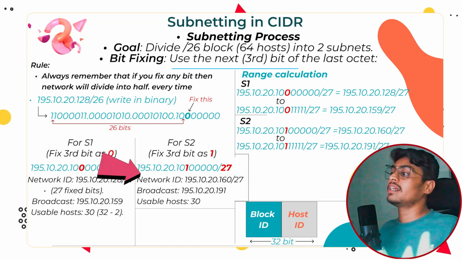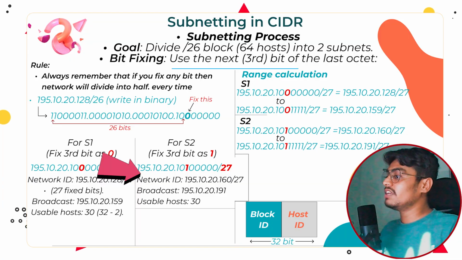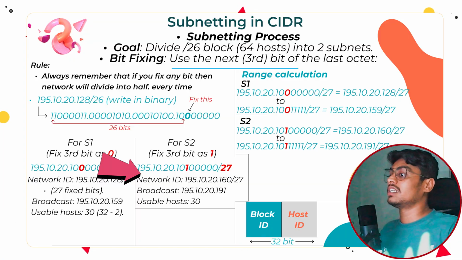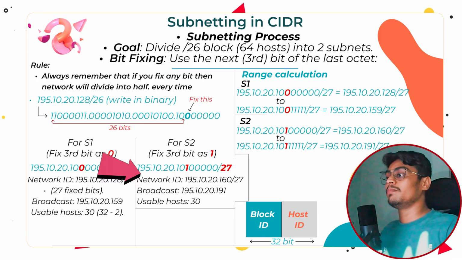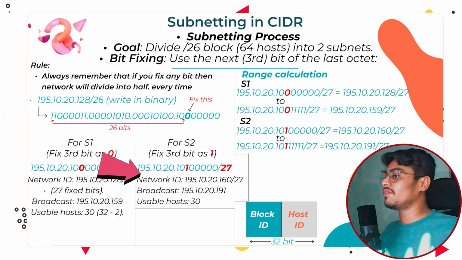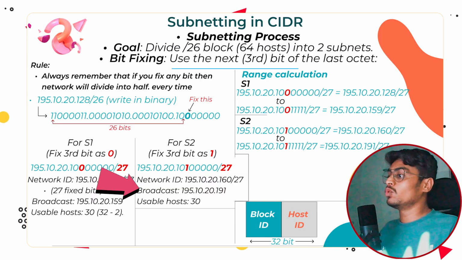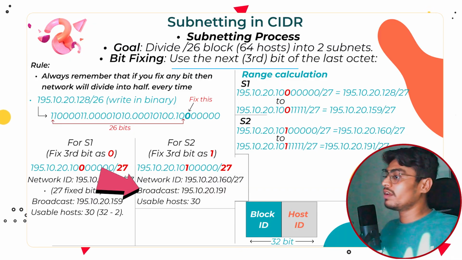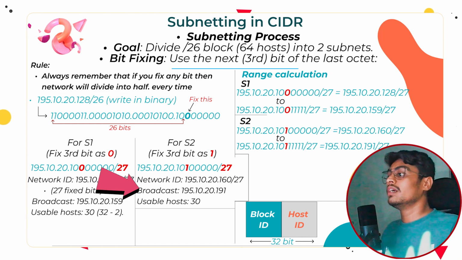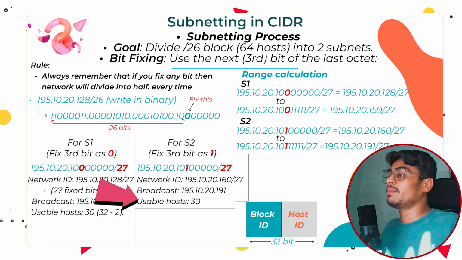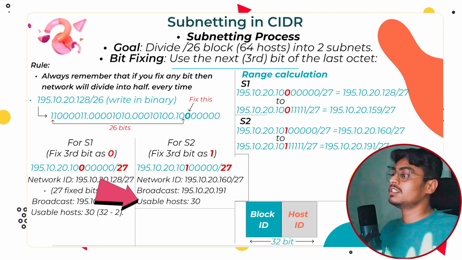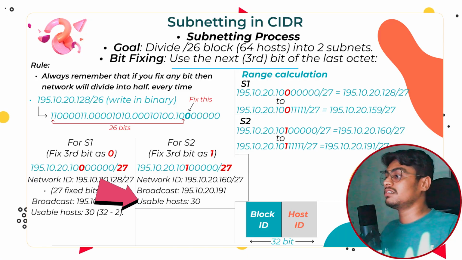Okay, now what is the network ID for subnet 2? 195.10.20.160/27. This will be the network ID. The first address is the network ID. Okay, the broadcast address for subnet 2 is 195.10.20.191. Now how many usable hosts in subnet 2? There will be 30 usable hosts in subnet 2. First address and last address are not included.